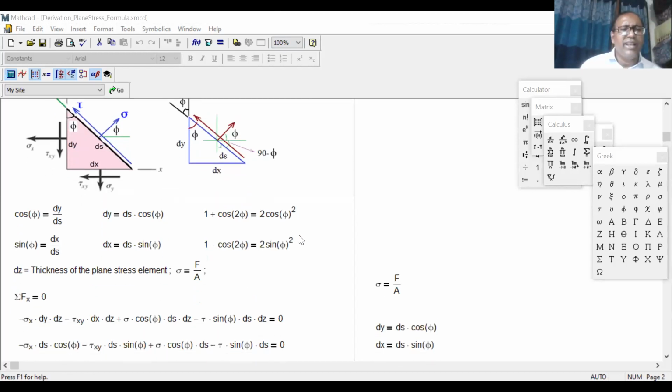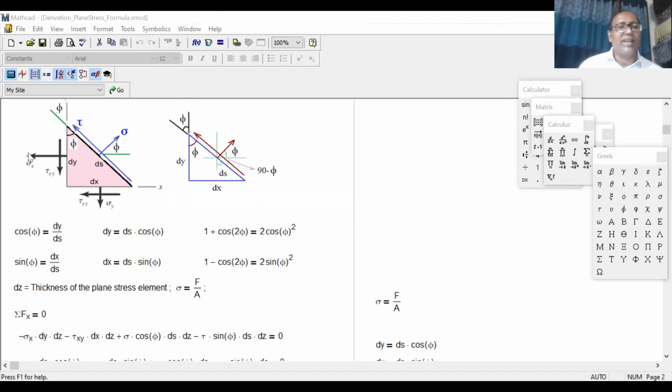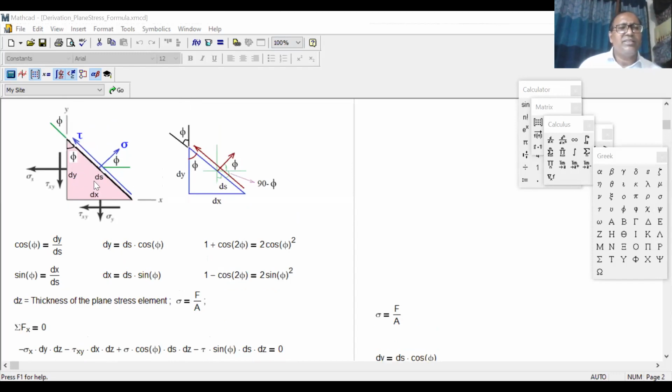So what I'm saying is that we need to make a summation of force, not the stress. But in the free body, we have stress. So how will we get the force? You just multiply by the area. So if this is the dimension along the x-axis and y-axis, then the dimension along the z-axis is dz.